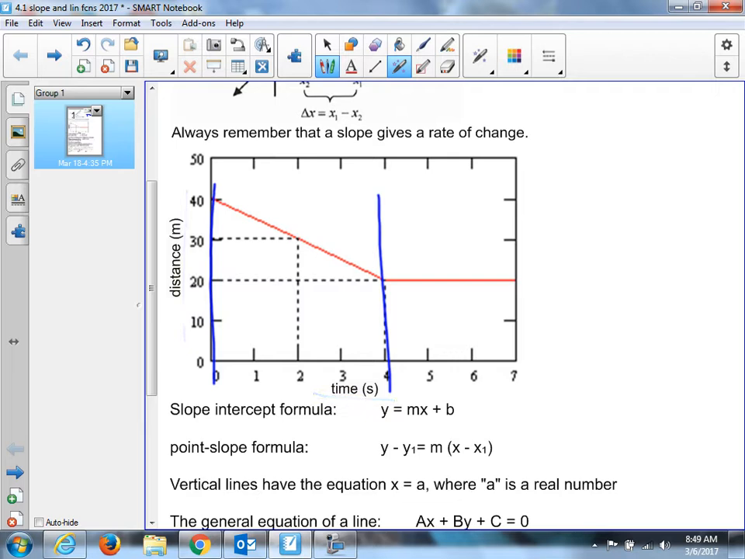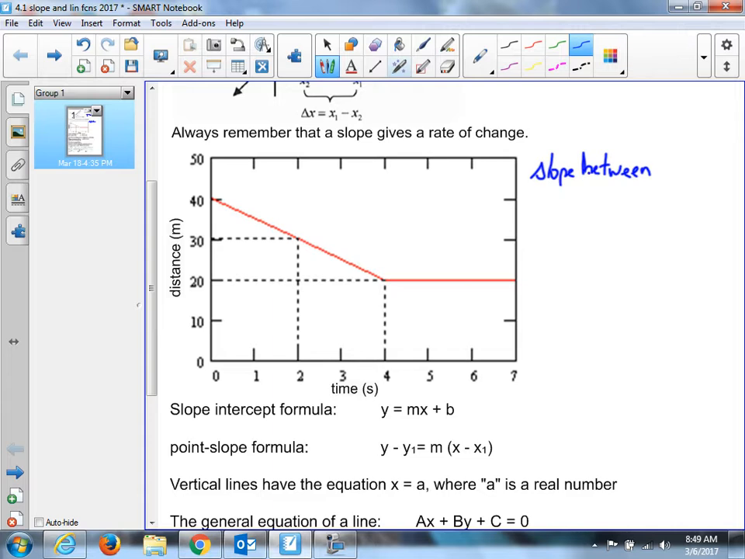On this graph here. So slope between, now I said 0 and 4, but they're time values. T equals 0, t equals 4 seconds, right? Okay, between 0 and 4 seconds. What is the slope there? I know it's negative, but what minus what? So between here and here, right? 40 minus 20, okay.